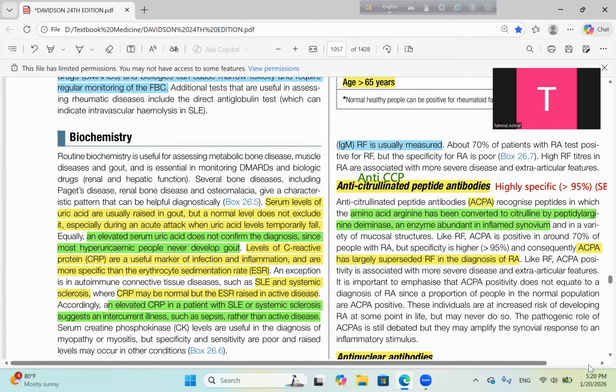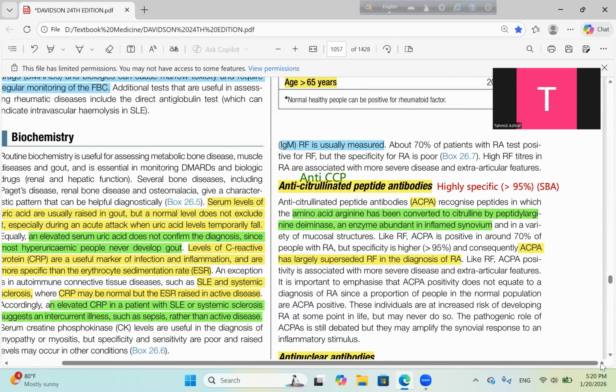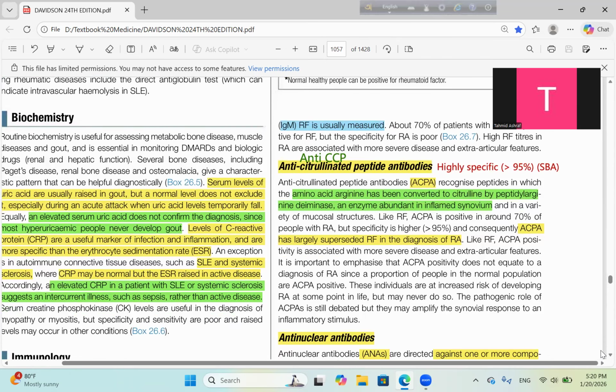This antibody, anti-citrullinated peptide antibody, is highly specific for rheumatoid arthritis, with specificity of more than 95%. So it is very important.